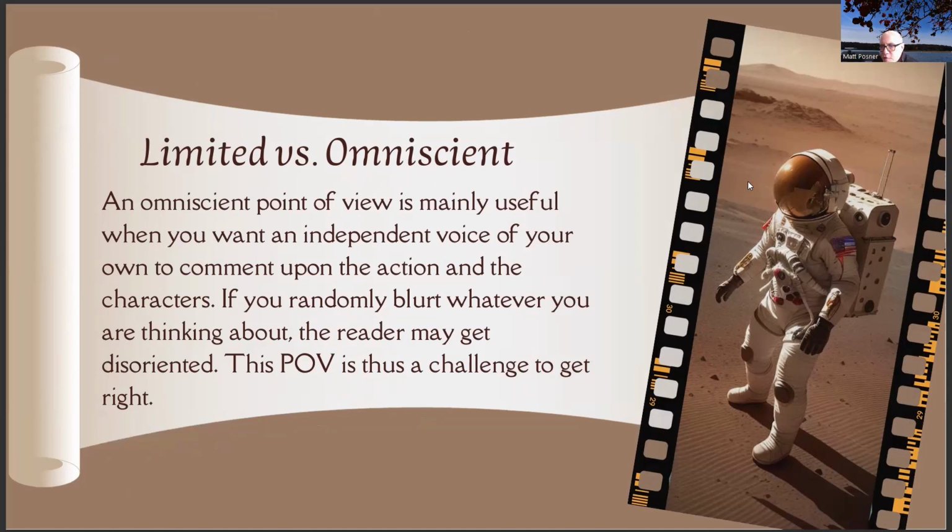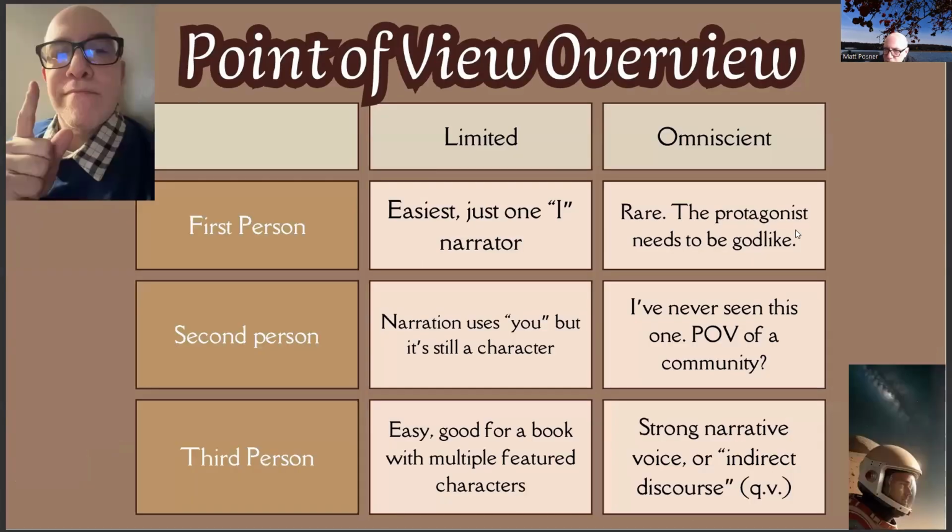The omniscient point of view is mainly useful when you want an independent voice of your own that you can use to comment on the characters, so you can have a narrative voice. If you randomly blurt whatever you're thinking about, it will get the reader disoriented, so you have to get it right. That means this point of view is a challenge, and there are, of course, some strategies that I'm going to tell you about that can help you.